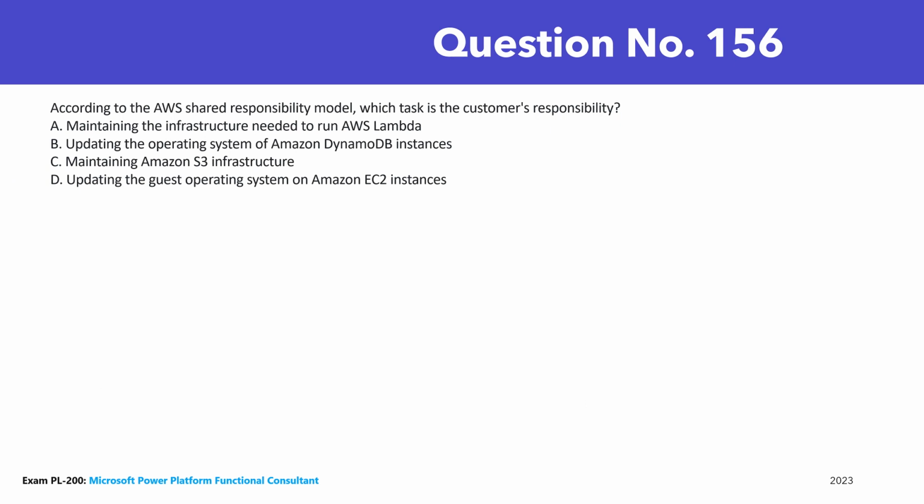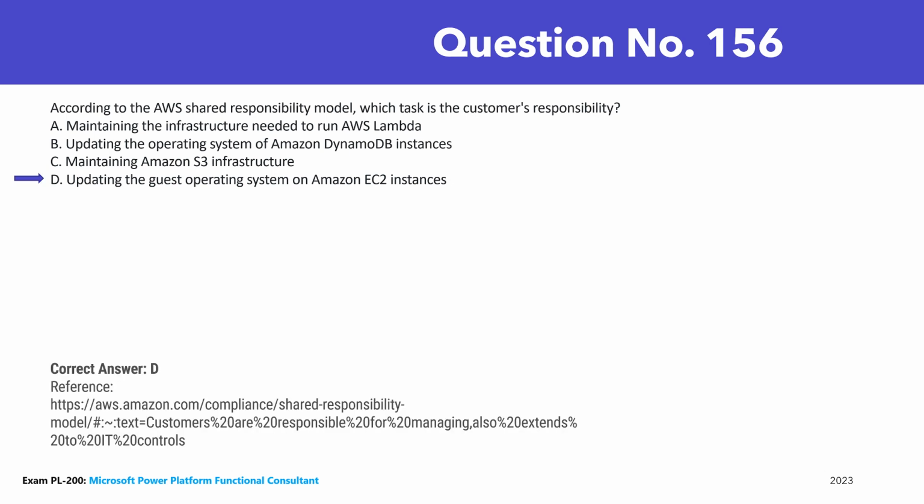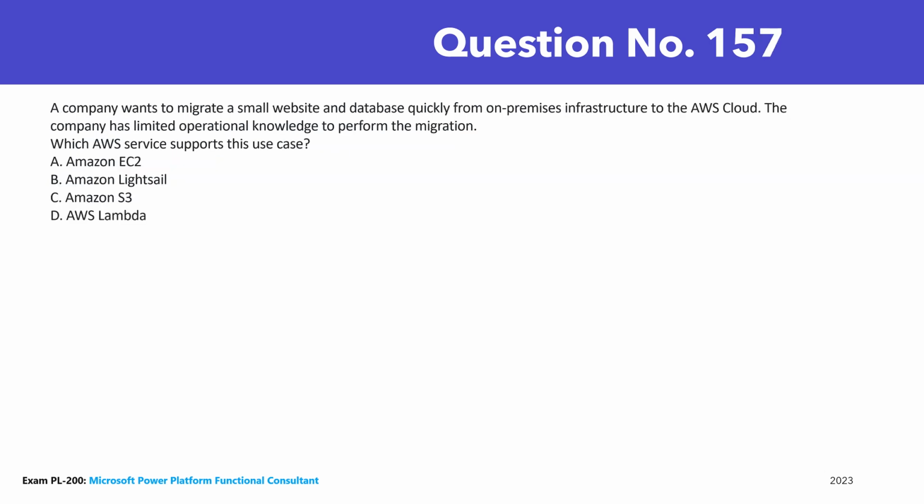According to the AWS Shared Responsibility Model, which task is the customer's responsibility? A. Maintaining the infrastructure needed to run AWS Lambda. B. Updating the operating system of Amazon DynamoDB instances. C. Maintaining Amazon S3 infrastructure. D. Updating the guest operating system on Amazon EC2 instances. Correct answer, D.